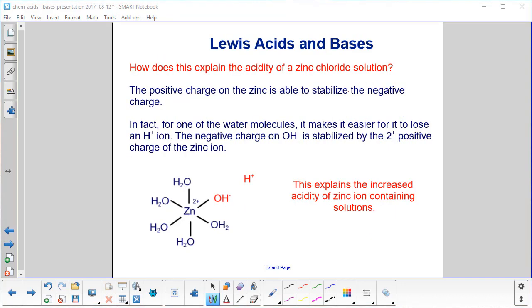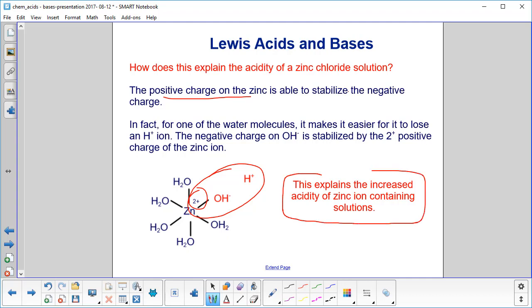How does this explain the acidity of a zinc chloride solution? Well, we have the positive charge on the zinc, the 2+ over here. It's able to stabilize the negative charge. In fact, for one of the water molecules, let's just circle over here, it makes it easier for it to lose an H+ ion. The negative charge on the OH- is stabilized by the +2 positive charge of the zinc ion. That explains the increased acidity of zinc ion containing solutions.